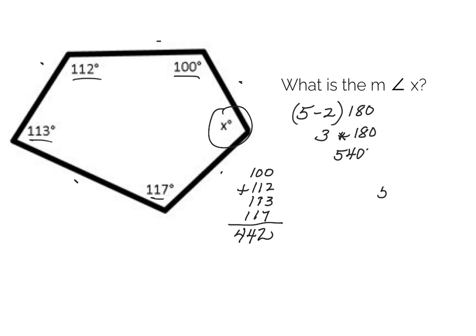So if I start with my 540 that I'm given, all of the angles, and I subtract the 442 that have already been used up, I am left with 98 degrees. So the measure of angle X is 98 degrees.